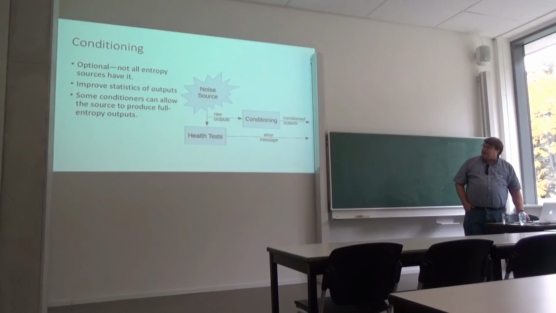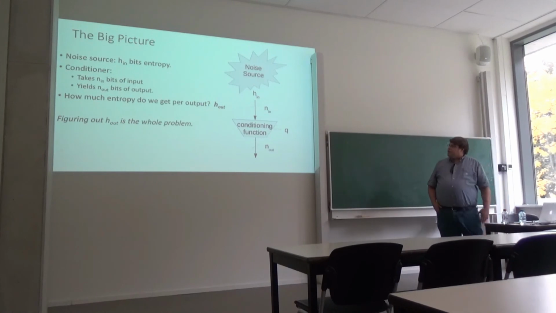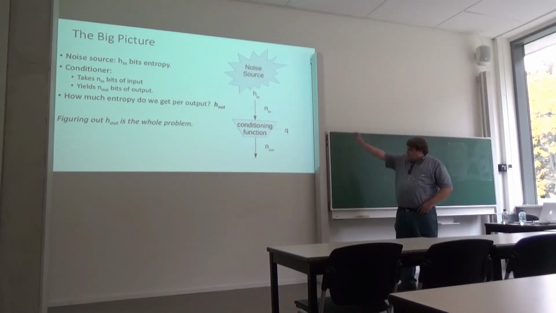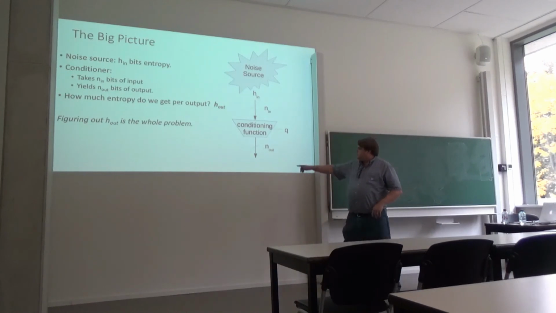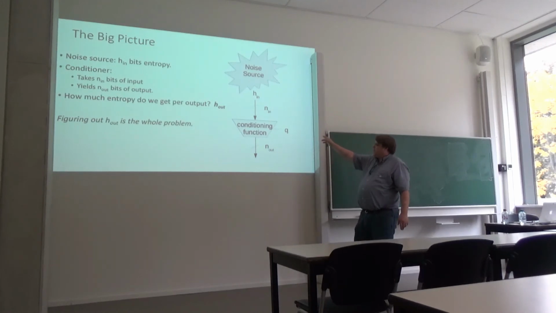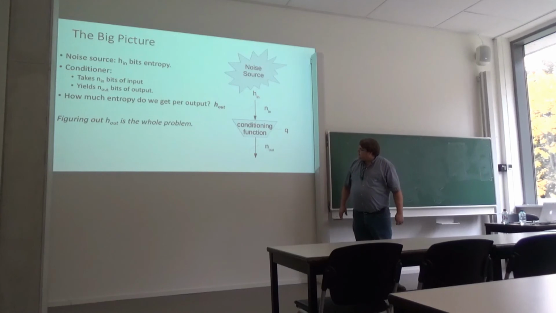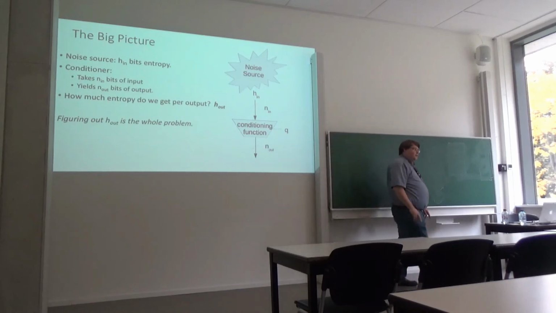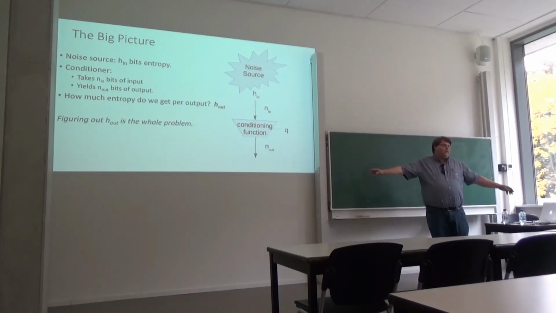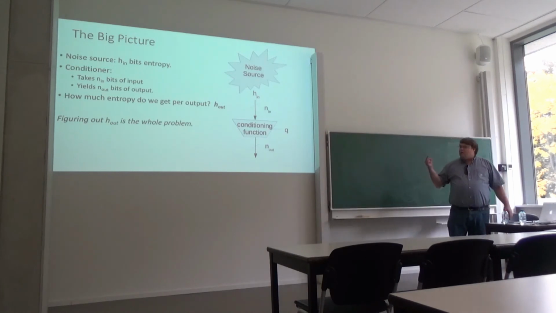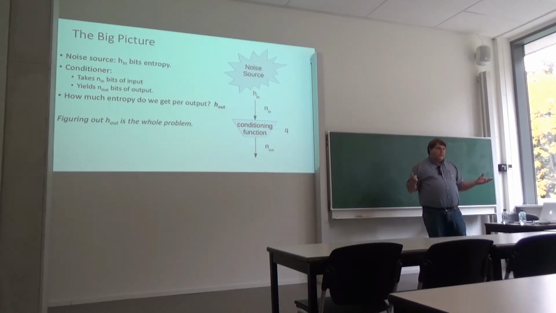Some conditioners actually can allow the source to produce full entropy outputs. That's kind of an important idea. So this is the big picture. The big problem is figuring out this H out. We've got n bits of input, n bits of output, and q, which I'll talk about, the internal width of the function. We've got this amount of entropy coming in, and we want to figure out what H out is, what the output is. I just noticed when I copied this picture in, I left out the H out, which should be on that bottom arrow. But you know there is an H out there. That's the entropy coming out. We're going to get n bits of output, and we want to know how many bits of entropy we can claim on that, right?